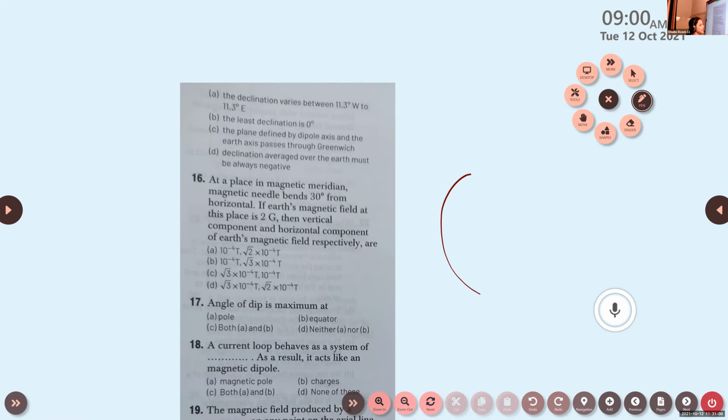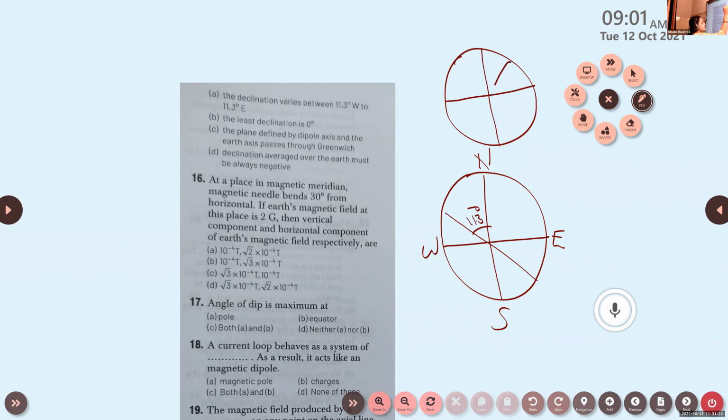We know that they are always tilted by an angle of 11.3 degrees. So here there are two possible ways. This is the geographical north, south, east, and west. Sometimes it may be tilted by an angle of 11.3 degrees like this, or it can be tilted by 11.3 degrees towards east. So the axis of the dipole and the axis of the Earth do not coincide; they are not aligned in the same line. They are always tilted by an angle.